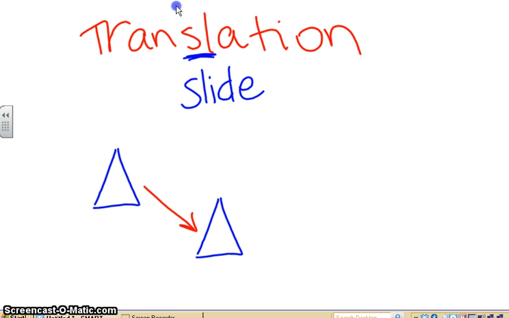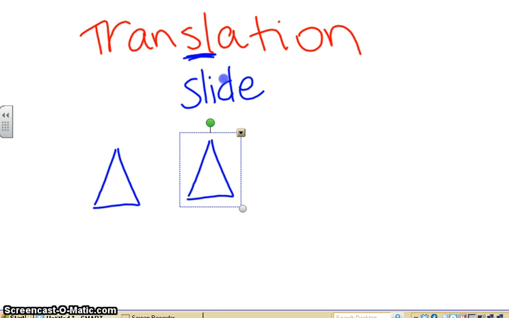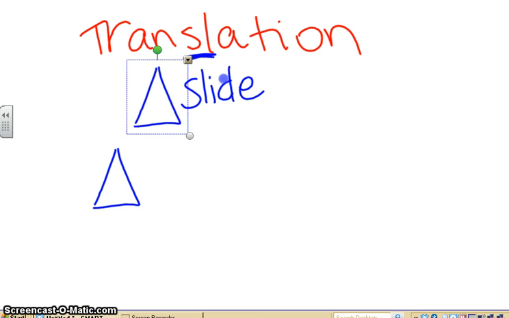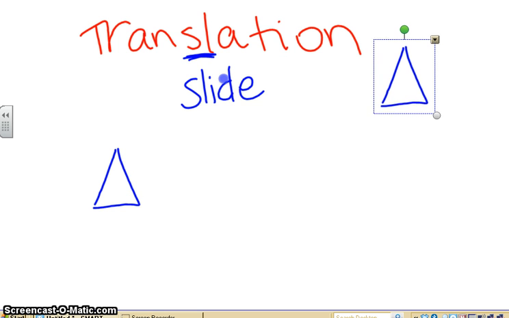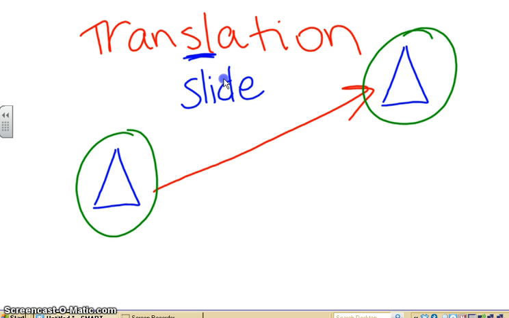Now, that's a translation. The translation could have also looked like this, where it slid straight across. It could have slid straight down. It could have slid up here at an angle. It could have slid over here. The translation doesn't have to go a certain direction. It just has to move from point A to point B. And we have to make sure that the shape that we started with is the exact same shape that we end with. Just like in the other transformations, the size or the actual shape cannot change.